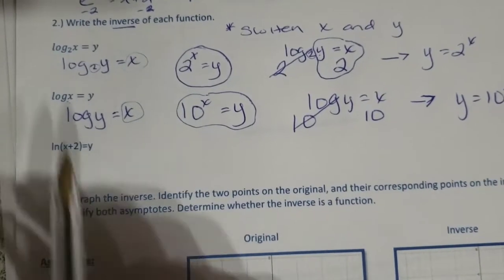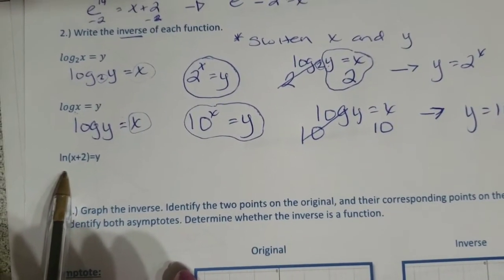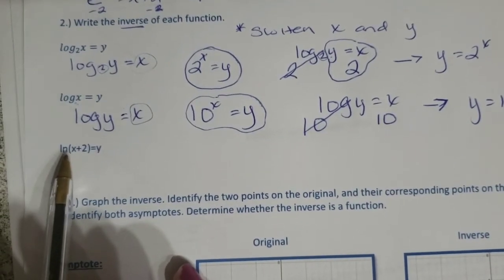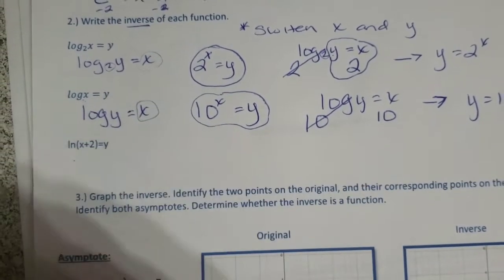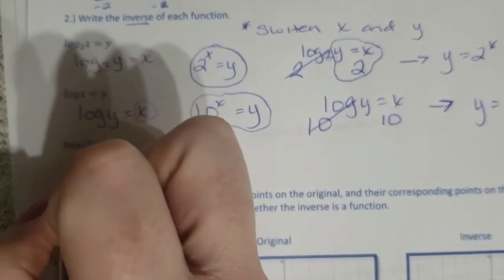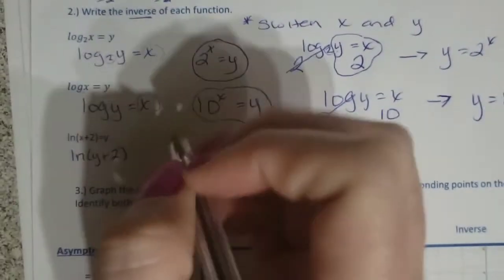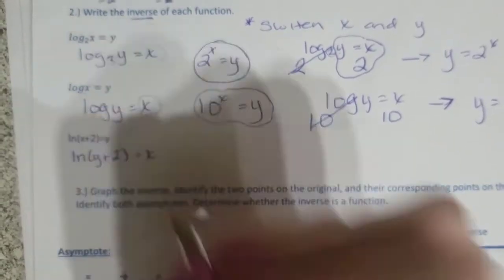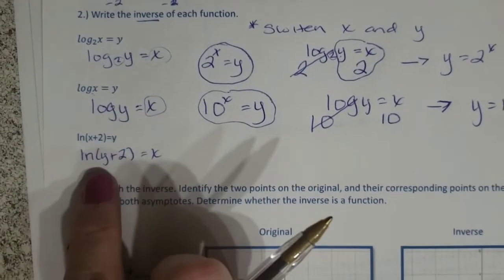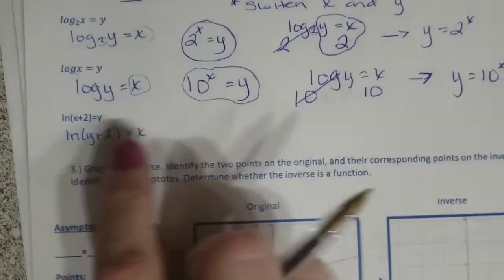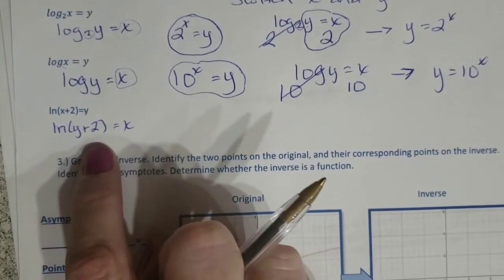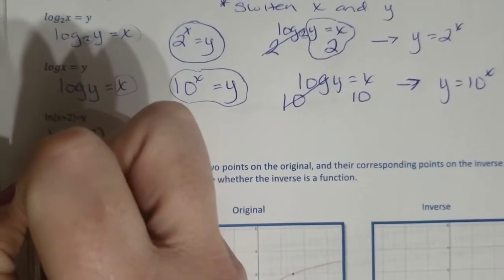All right, so our next problem is the natural log, and here we have natural log of x plus 2 equals y, so I'm going to switch my x and y. That gives me the natural log of y plus 2 equals x. I'm going to use this longer method here because I've got a y plus 2 in there as well. So I'm going to raise both things.